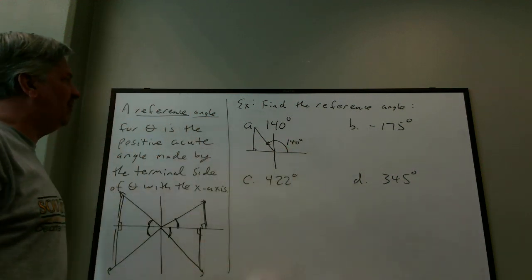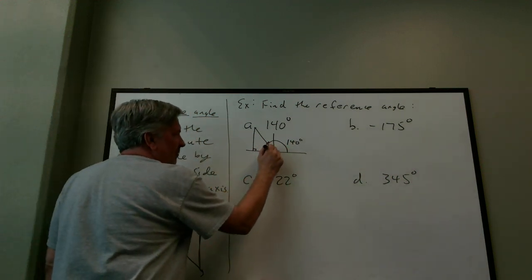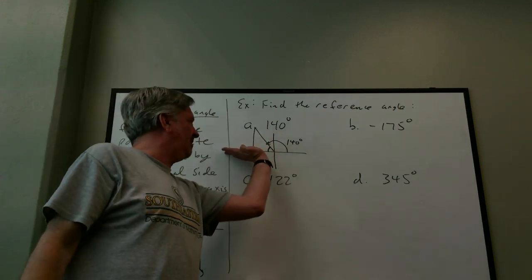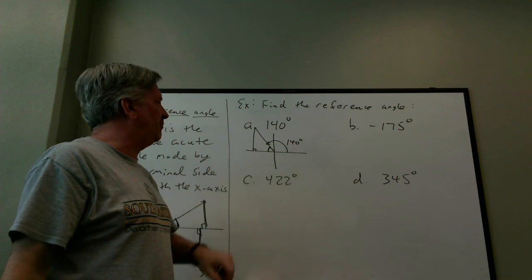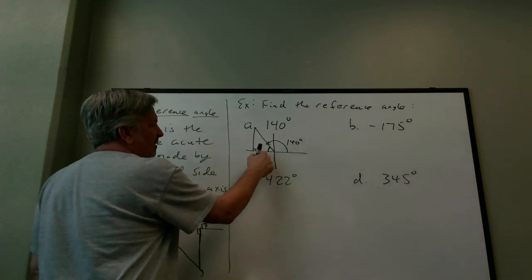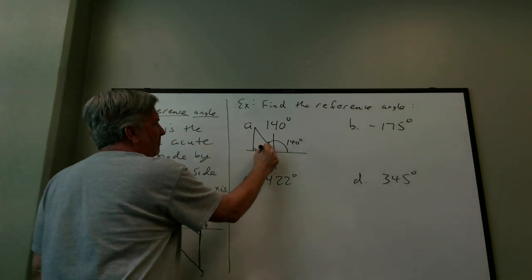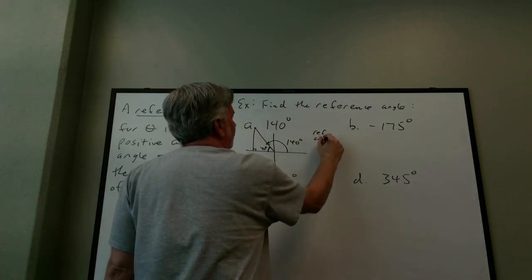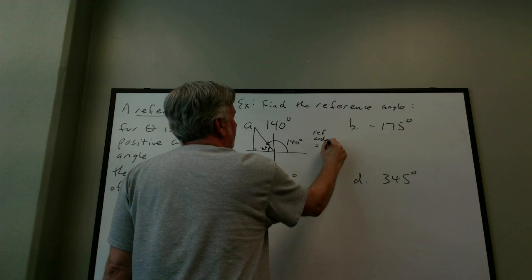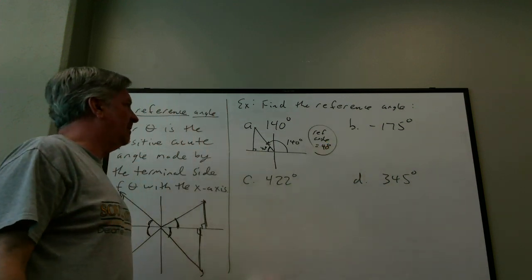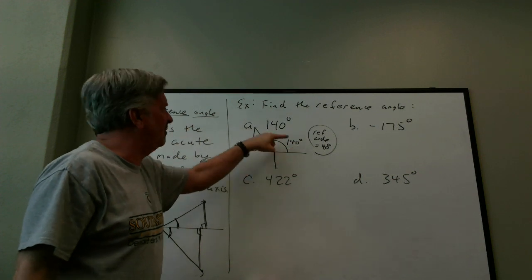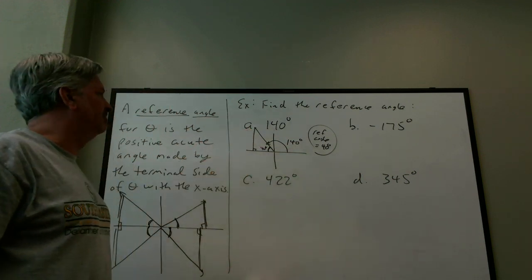Now, where's the reference angle? The reference angle is the angle in the triangle here. Well, how would you figure that out? Halfway around is 180 degrees. We've used up 140, so the reference angle is 180 minus 140, or 40 degrees. So the original angle is 140. The reference angle for 140 degrees is 40 degrees.